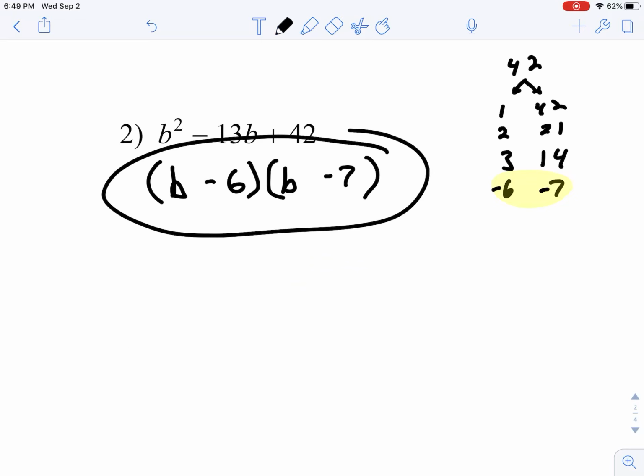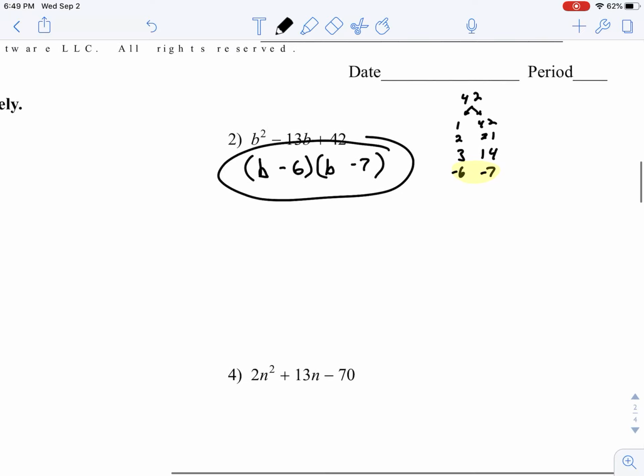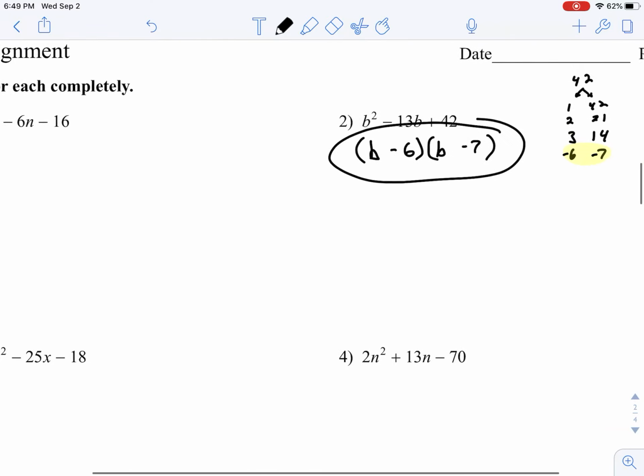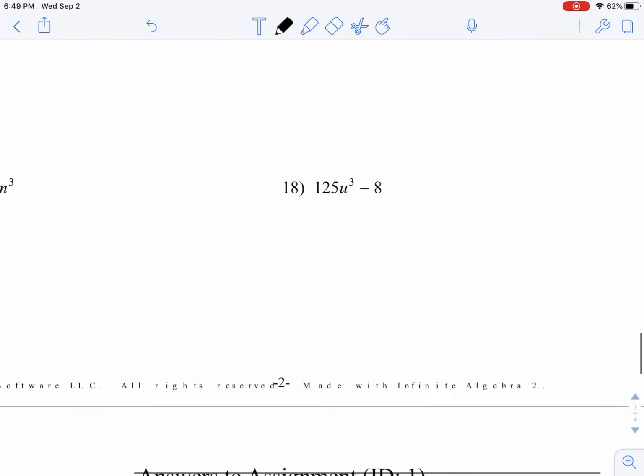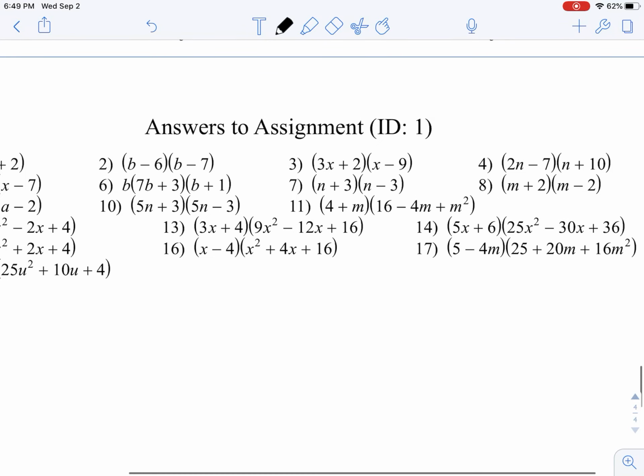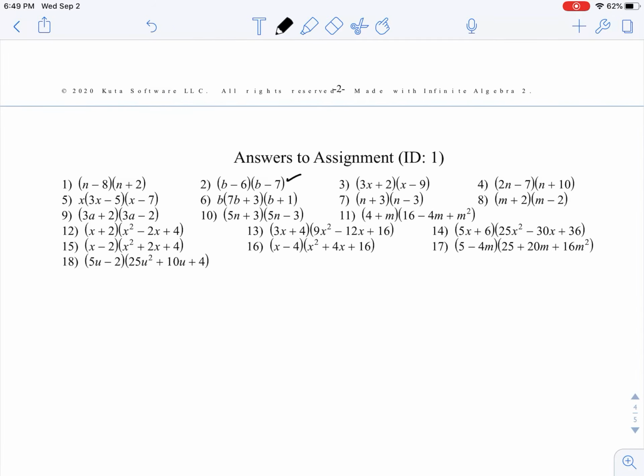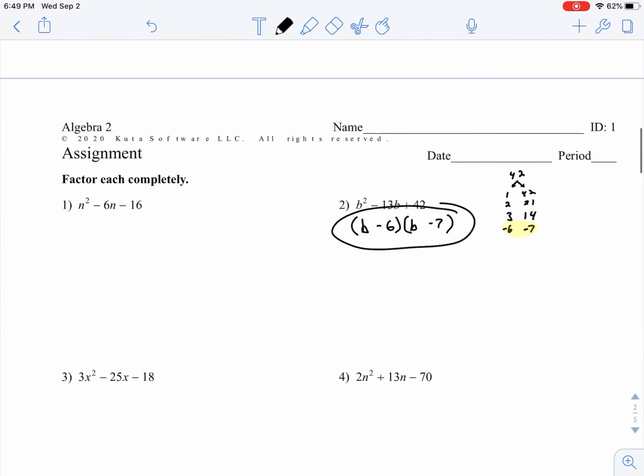This is the answer. Now, on your work, again, I'm going to be asking you to do the odd problems, but at any time you can scroll down and check yourself. I just did number 2, and the answer is right there. So that is a good thing.